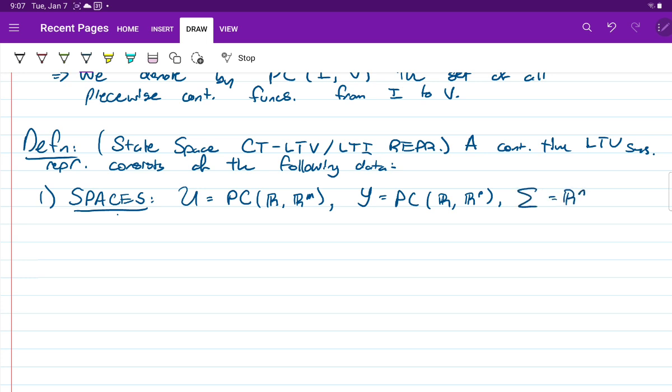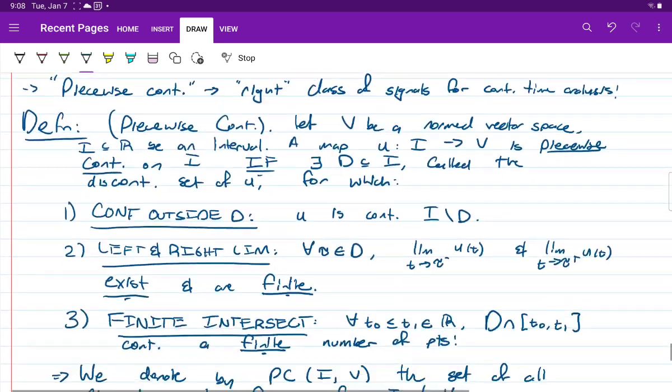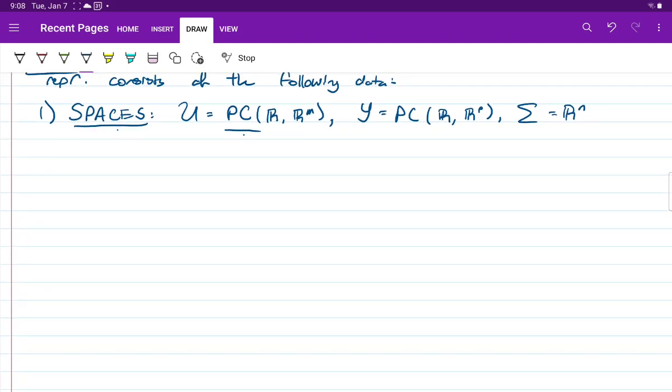Okay? So what I'm saying is the set of my admissible inputs is the set of piecewise continuous functions from R to R^m. The set of admissible output signals is the set of piecewise continuous functions from R to R^p. Now remember, we're specifying piecewise continuous so we don't end up with nonsensical inputs, like this funky one we defined up here. Okay, so that's spaces.